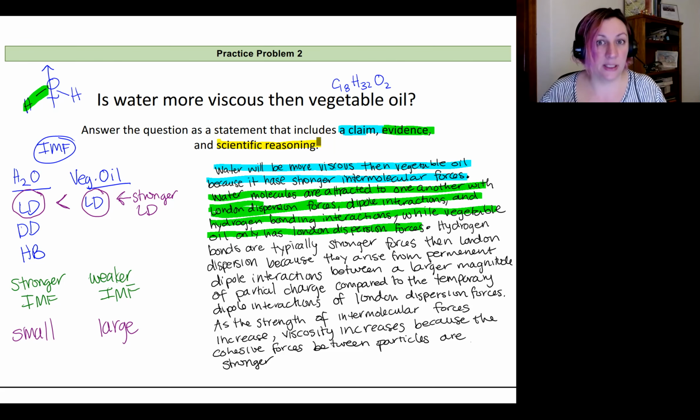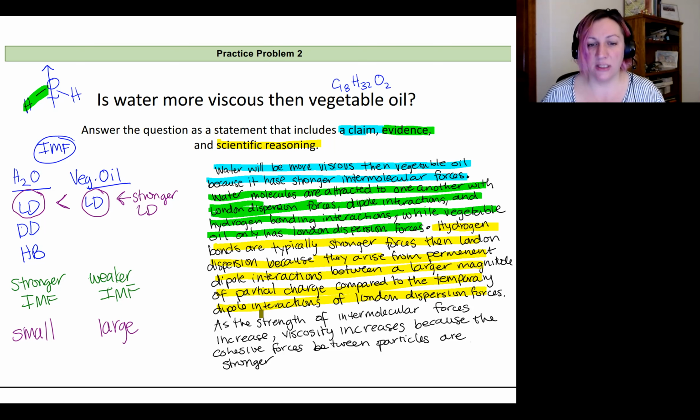So I have to explain that from the beginning. So this is part of my scientific reasoning, and it explains part of it. So it explains why I think that the intermolecular forces of water are stronger. That's part of my claim. But I still haven't linked it to why does stronger intermolecular forces mean something's more viscous instead of less? So that's the second sentence. It's the kind of next component of my scientific reasoning.